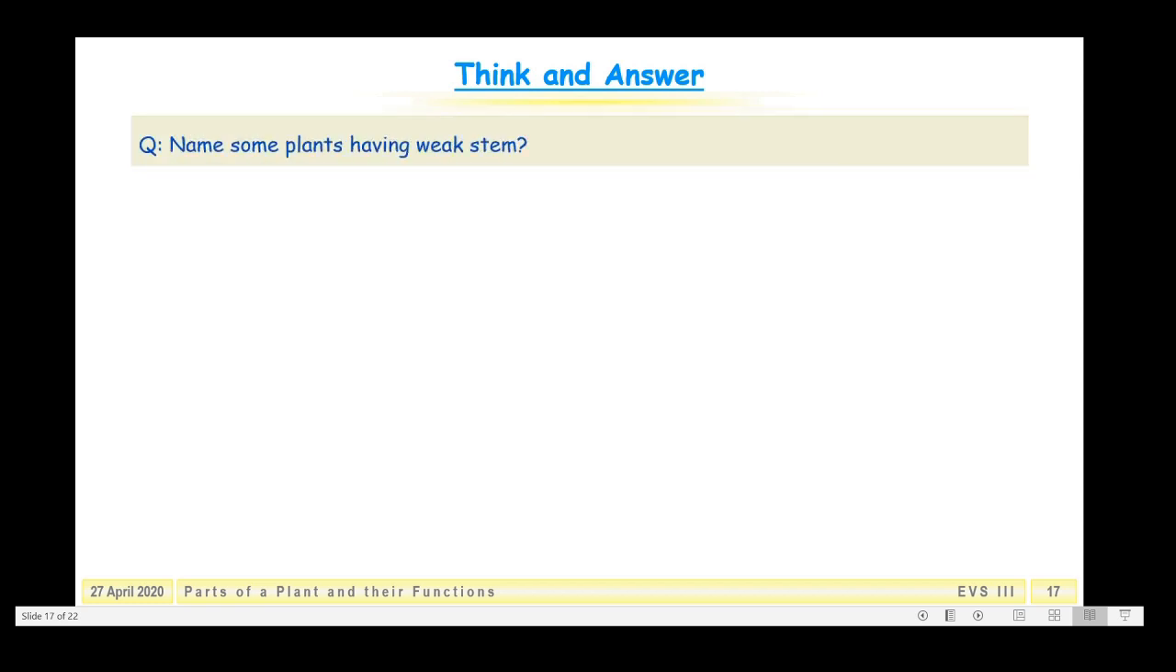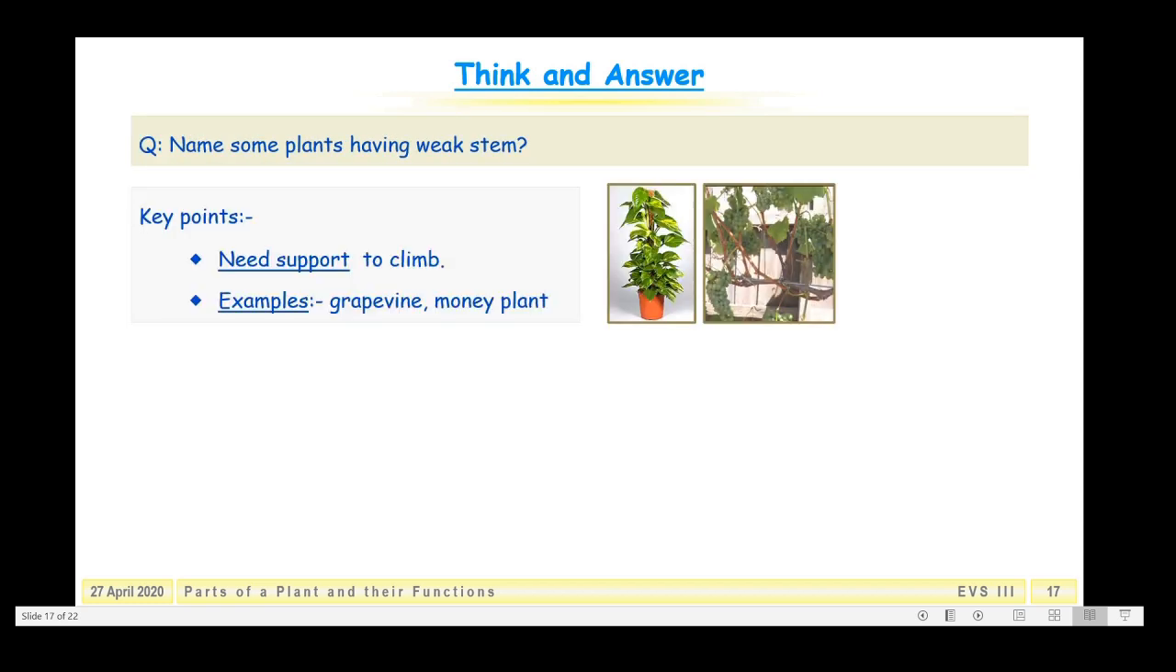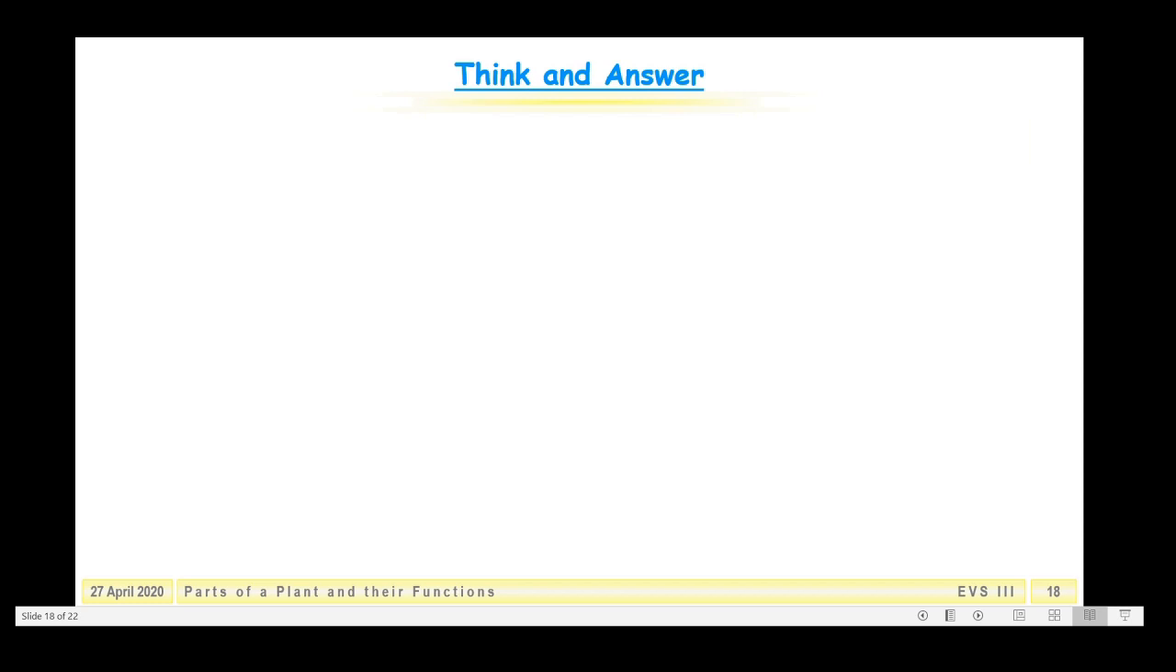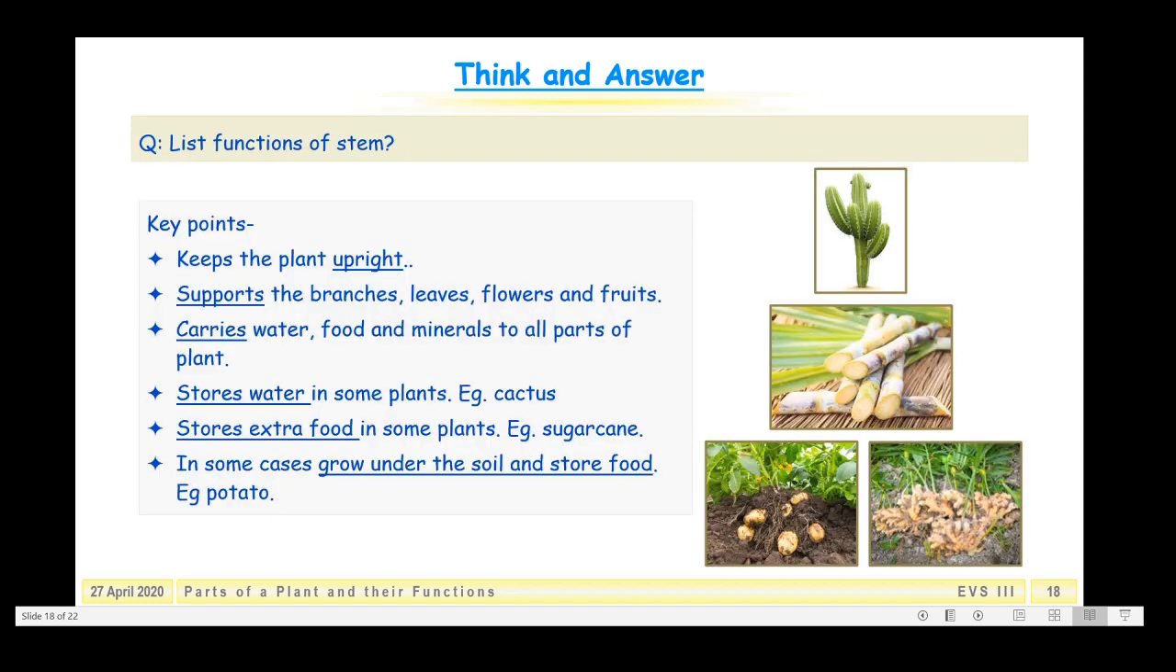Name some plants having weak stem. So, what will be the key points here? Weak stem means they need support to climb, and examples are grapevine and money plant. Then we have list functions of stem. So there are many functions. First is that it keeps the plant upright, it supports the branches, leaf, flowers, fruits, it carries water, food and minerals to all parts of the plant.